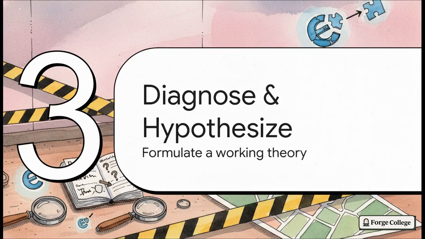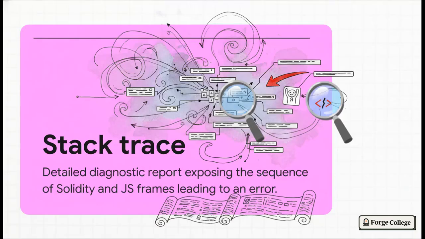Okay, section 3, diagnose and hypothesize. The crime scene is taped off. We've isolated the anomaly. Now it's time to actually gather some clues and formulate a working theory. This is where we have to stop looking at the error output as like a personal insult from the computer and start reading it like a treasure map.